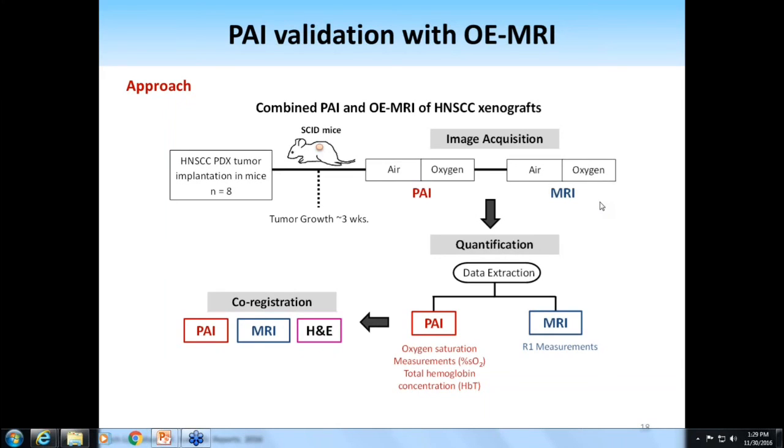And in this study, we didn't treat them with anything, so we extracted our data in the form of oxygen saturation measurements, and for oxygen-enhanced MRI, we're looking at R1 levels. And then we also removed the tumors, and we fixed them in formalin, and we stained for hematoxylin and eosin to look at the degree of heterogeneity in terms of tissue viability. And the ultimate goal of this study was we wanted to co-register our photoacoustic images with our MRI and our H&E staining.